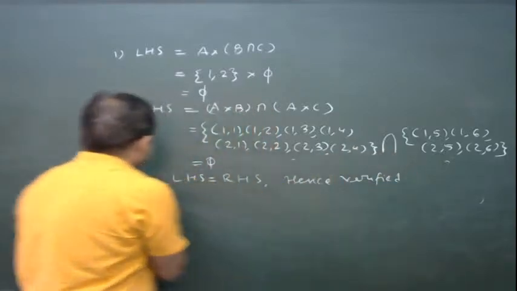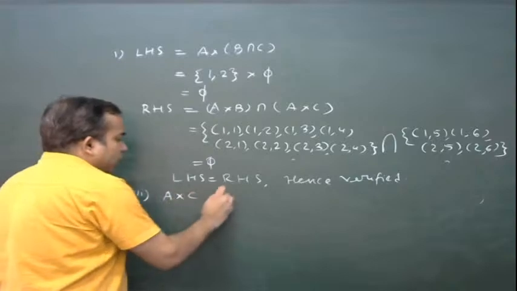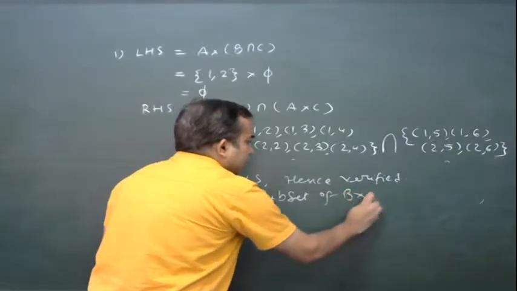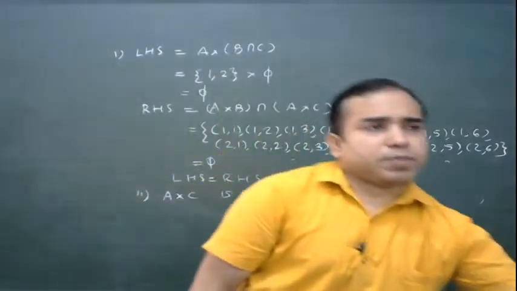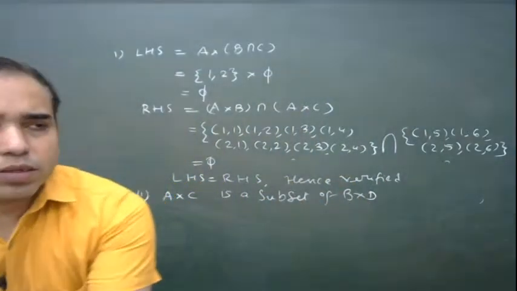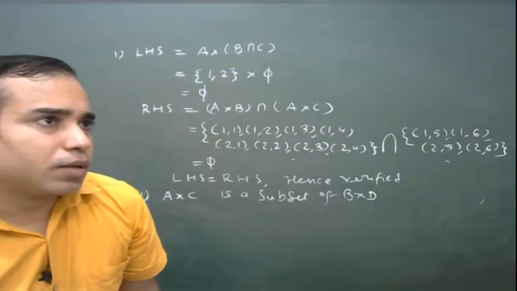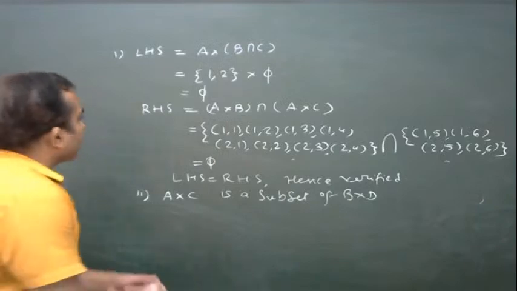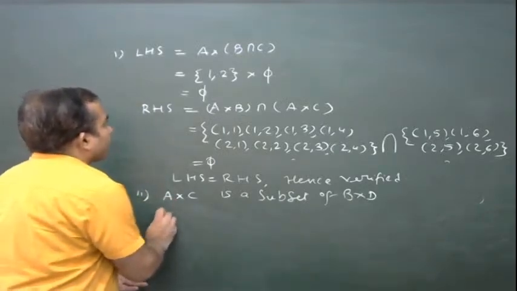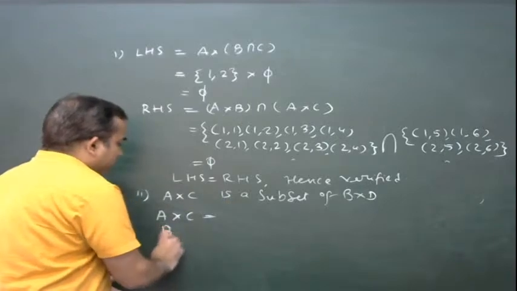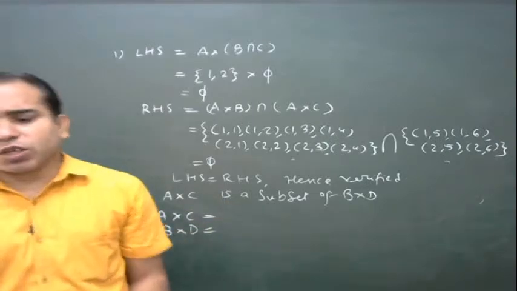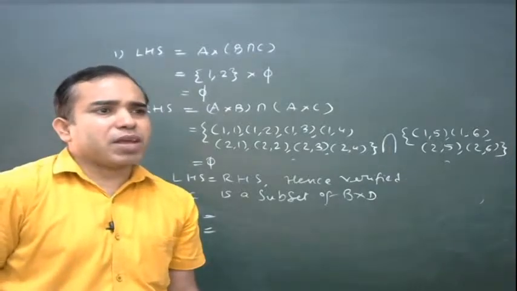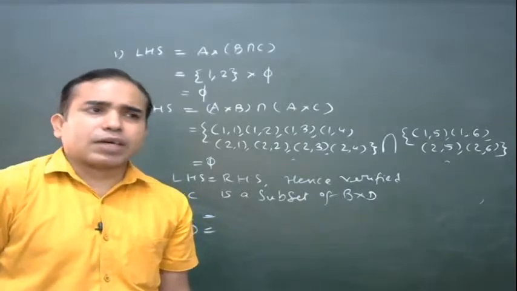The second part is also simple. They are asking to check whether A cross C is a subset of B cross D. Let me check. The second part is A cross C is a subset of B cross D. So find out A cross C and find B cross D, and subset means that all the elements of A cross C should be present in B cross D. I am leaving it for you. Okay, students, I hope it should come.